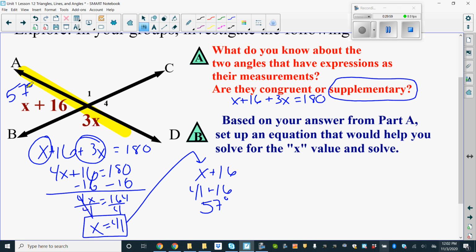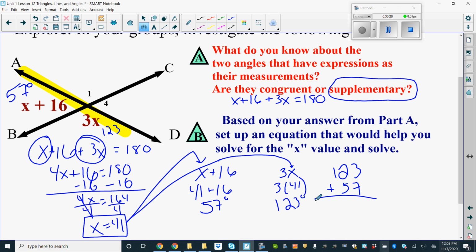Then we're going to take the other expression, 3x, and you're going to substitute that in for where the x value is. Oops, sorry, that's not the x value. This is the x value. So 3 times 41 is 123 degrees. And you could check your work by doing 123 plus 57. And if we solve correctly, it should equal 180 degrees, which it does.